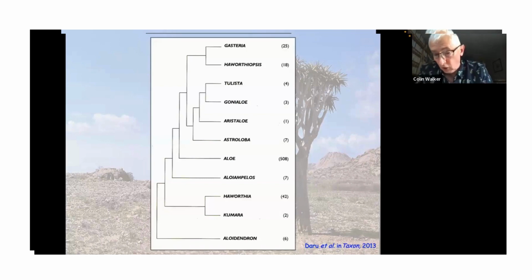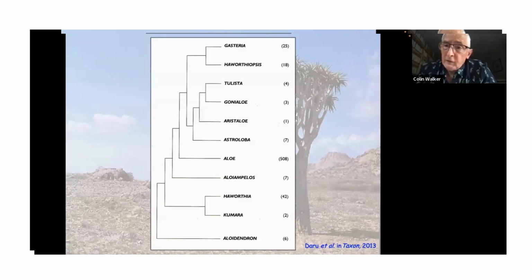Right, all change, guys. Two years after our book was published, a molecular study by Daru and his colleagues was published in Taxon. This has changed the whole scene in terms of aloe taxonomy and the relatives of aloes. Their molecular study showed that aloe was not a unified concept. And indeed, neither was Haworthia. So there were two ways to resolve this conflict. Everything could have been put back into aloe.